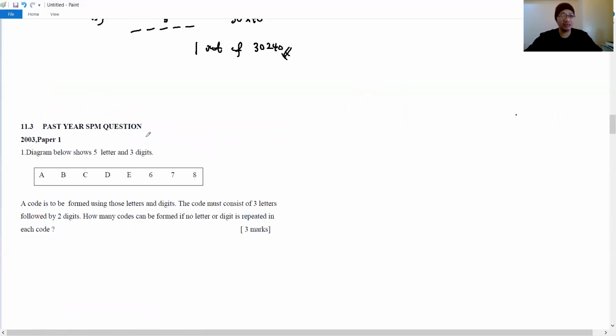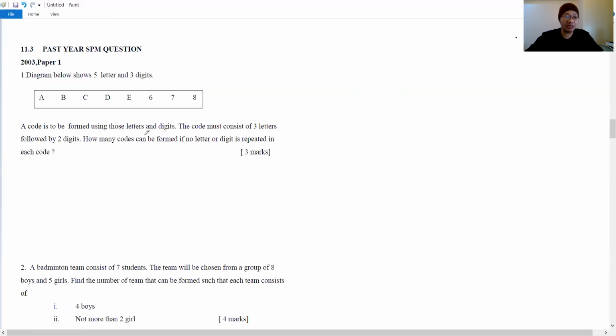Now I show you the past year exam, Paper 1, 2003. The diagram below shows 5 letters and 3 digits. A code is to be formed using those letters and digits, so automatically it will be a permutation, right? The code must consist of 3 letters followed by 2 digits. How many codes can be formed if no letter or digit is repeated in each code?